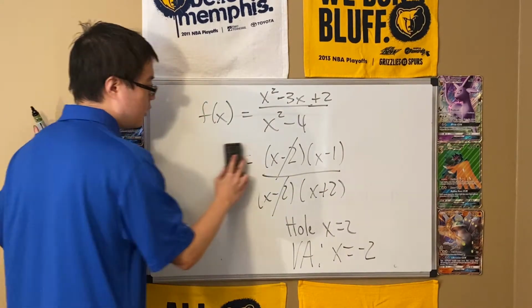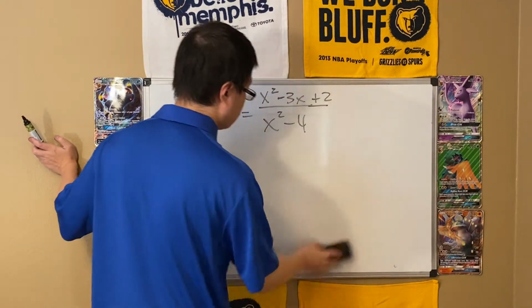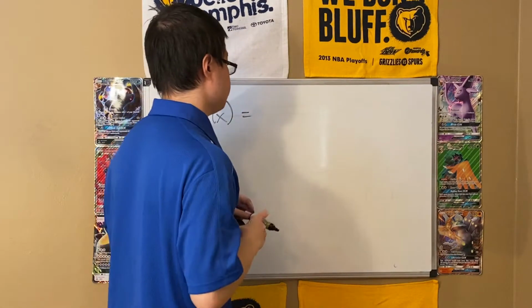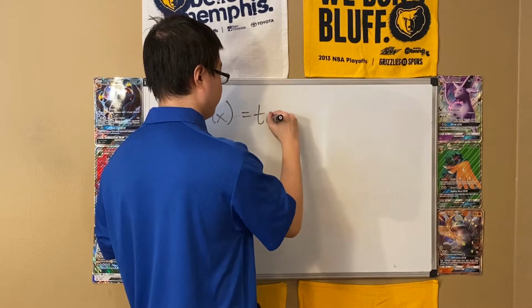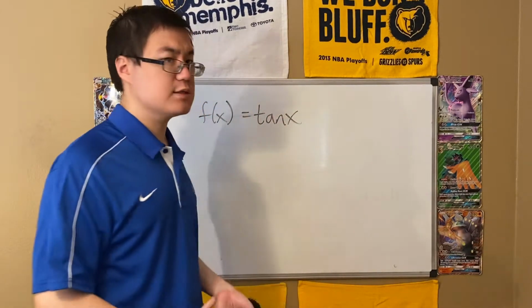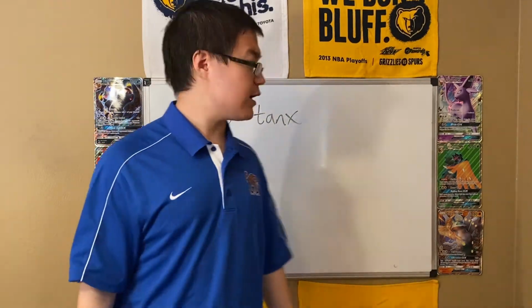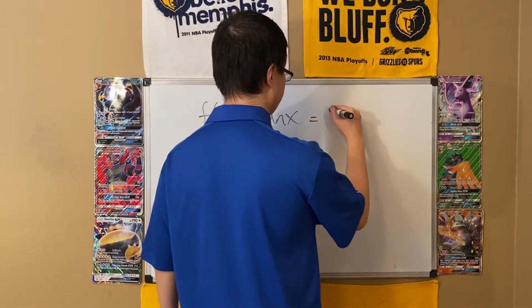Maybe one more. Let's just do the function tangent x. Where are the vertical asymptotes of tangent x? Well, you first need to write it as a fraction. That's going to be sine x over cosine x.